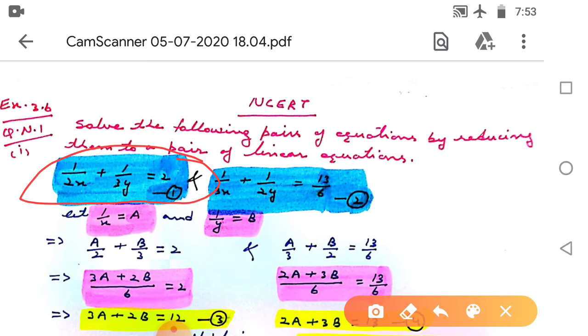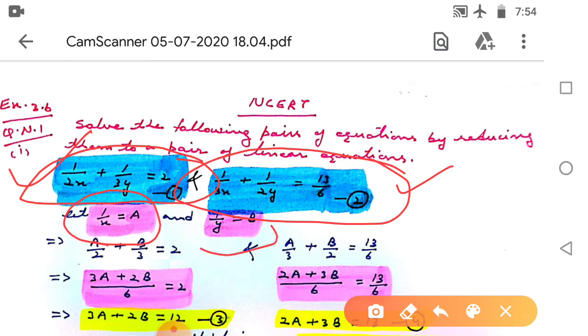and the second equation is 1 upon 3x plus 1 upon 2y is equal to 13 upon 6. So initially we have to reduce these two equations to the form of a linear equation of two variables. The general form of a linear equation of two variables is ax plus by plus c is equal to 0, or you can write ax plus by is equal to c. So here we assume that 1 upon x is equal to a and 1 upon y is equal to b. Right? Look at here.